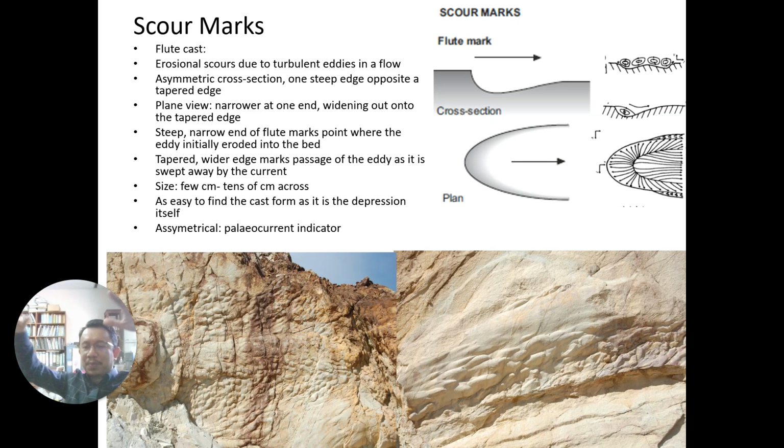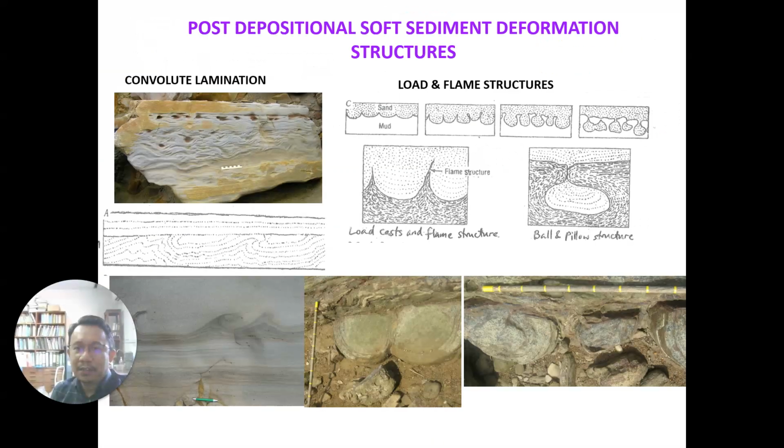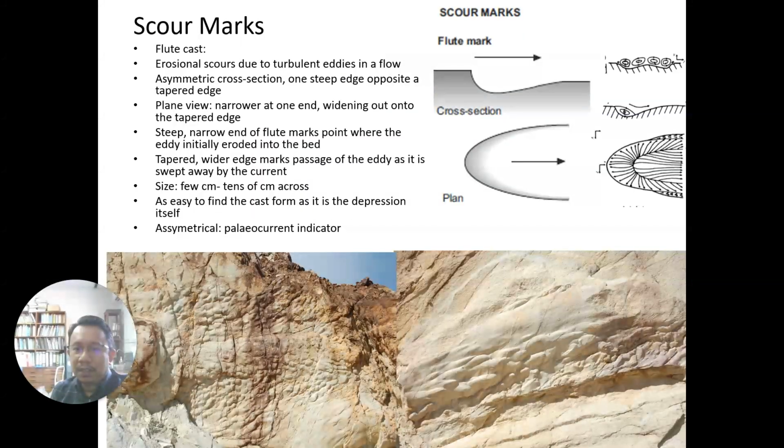So those are surface marks. You can also have marks forming at the base of your bed. These are scour marks or sole marks. The general term we call them is sole marks, and you have different kinds of sole marks. These are scour marks, for example. Don't worry, we're just going to cover the basic ones. We'll go into more detail in second year. So an example of a scour mark is a flute cast.